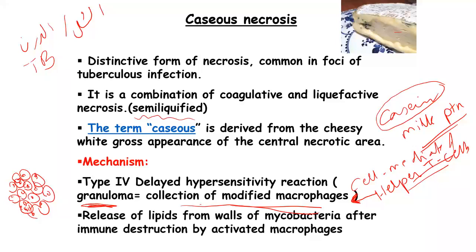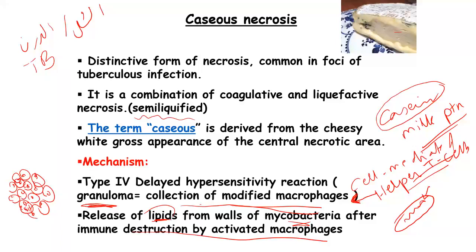There is a release of lipids from the walls of mycobacteria, which is Mycobacterium tubercle bacilli. They have a lipid coat and protein core. This lipid coat shows a lot of lipids. These lipids are released within the granuloma, after immune destruction by activated macrophages, leading to the cheesy appearance of the necrotic tissue.